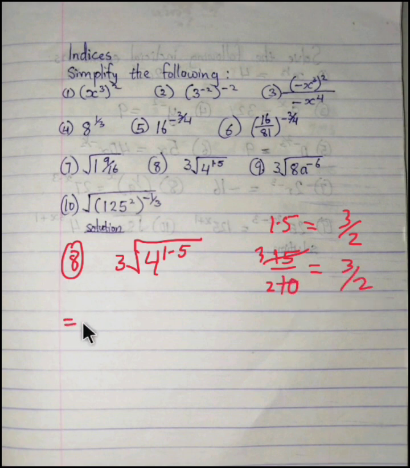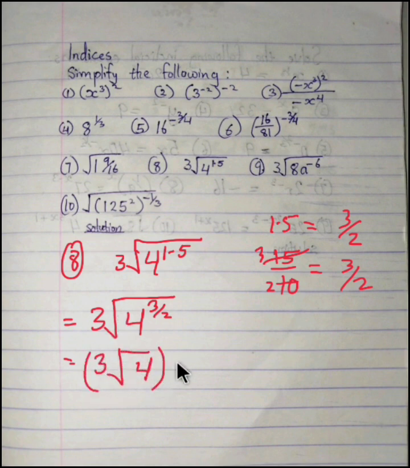So now, back to our indices, 3 root 4, so this was 3 over 2, which could be written as 3 root 4, everything raised to 3 over 2. So we can write this as root 4, only bringing this 3. So if you go backward, that is 1 over 3.